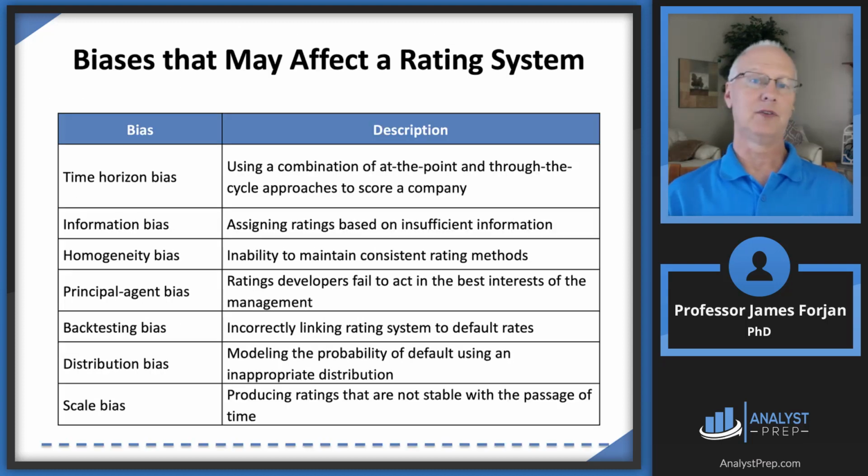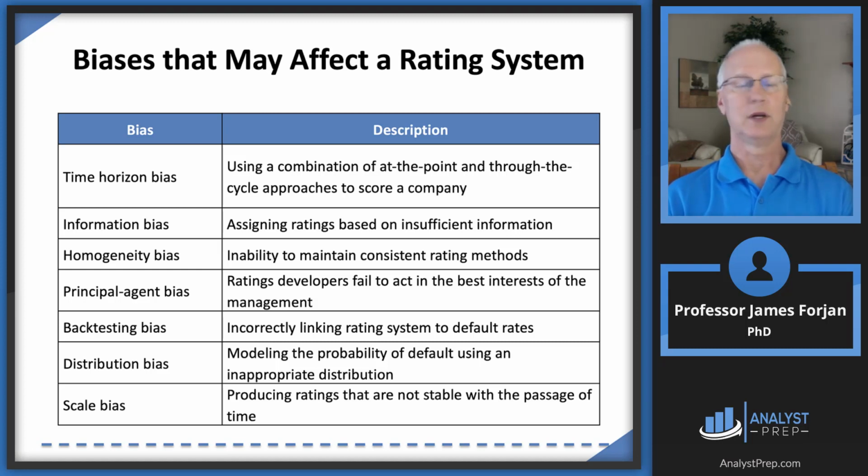How about some biases that can affect a rating system? Of course, we've got all sorts of biases. There are behavioral issues that influence our daily decisions, and then, of course, they influence our professional decisions. These are relatively straightforward. A time horizon bias, depending on how much weight we're using for that at the point, versus through the cycle, when we're trying to get a big picture of this. And so there can be a bias. We can say something like, hey, today is more important than next year. That would be an example of a time horizon bias.